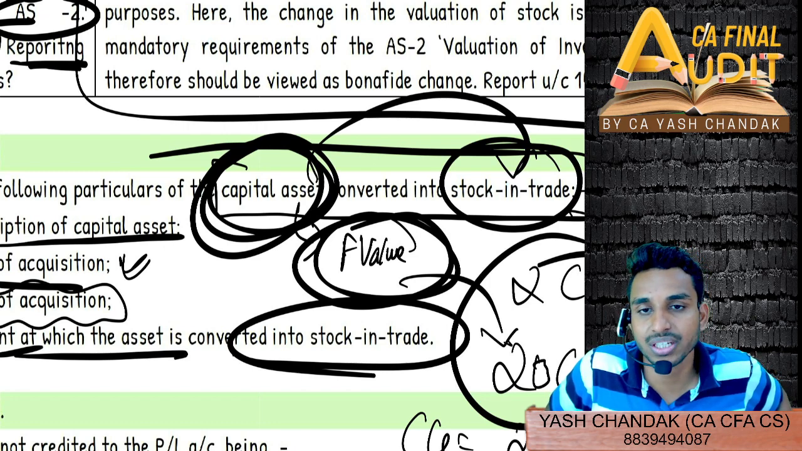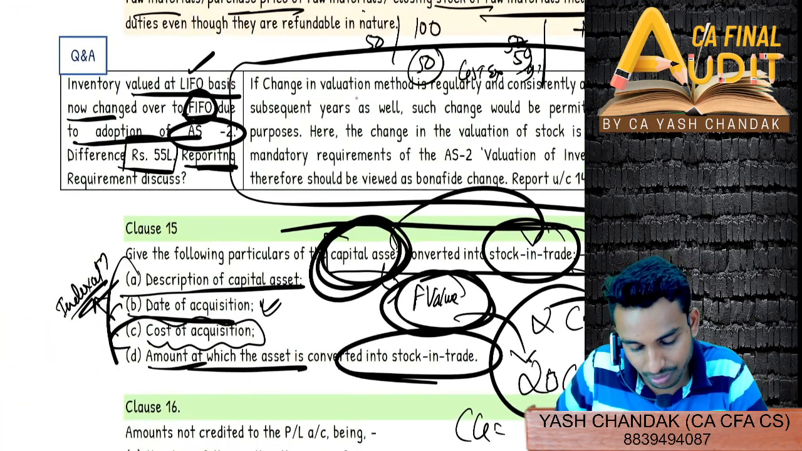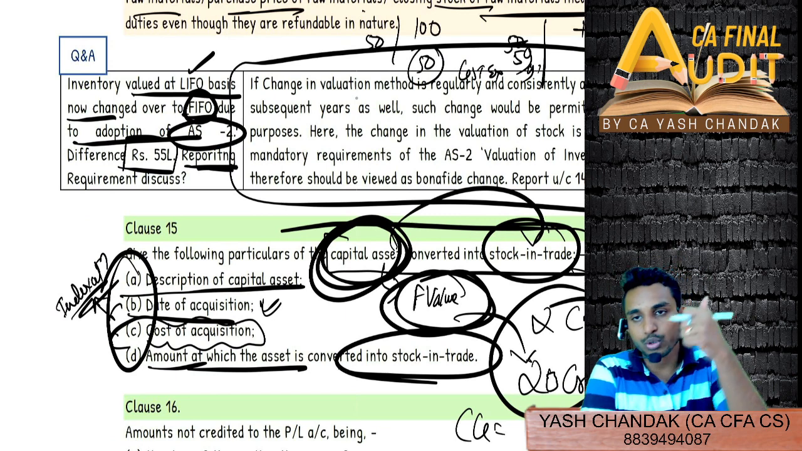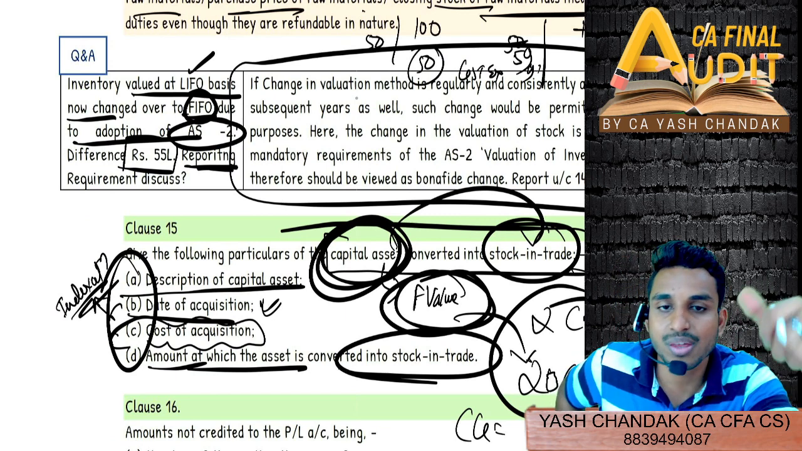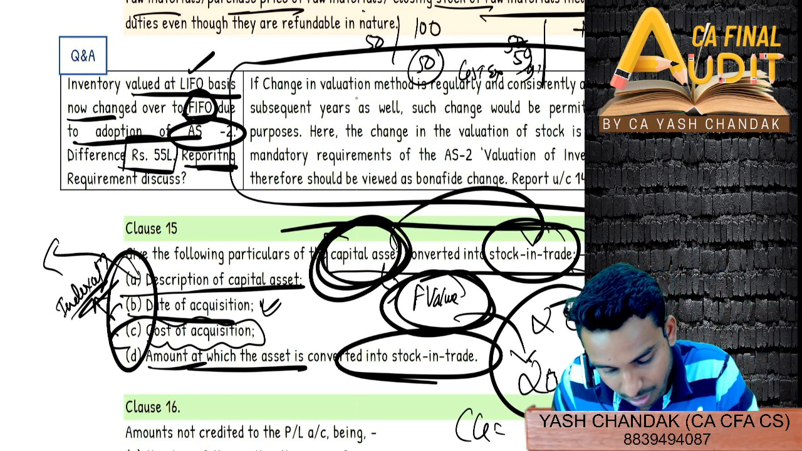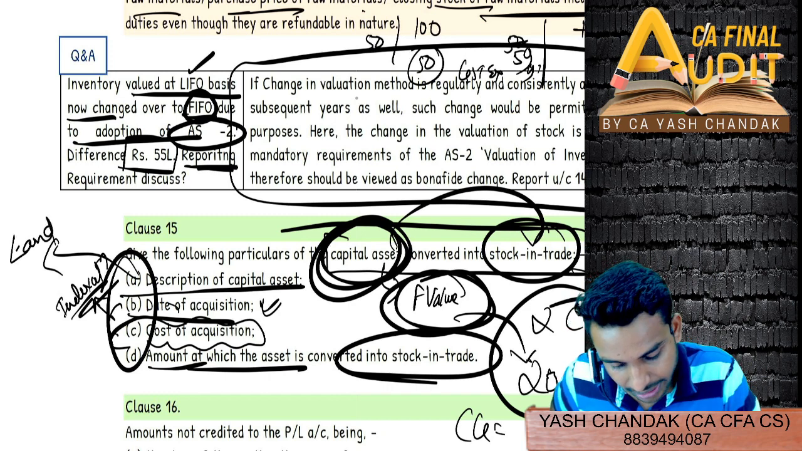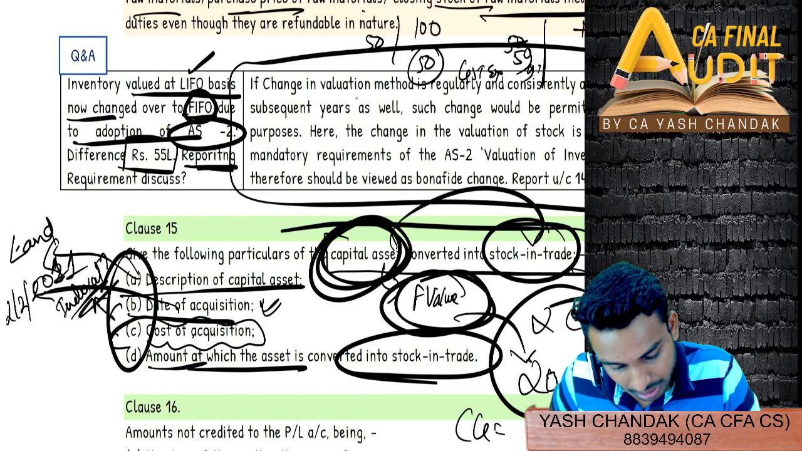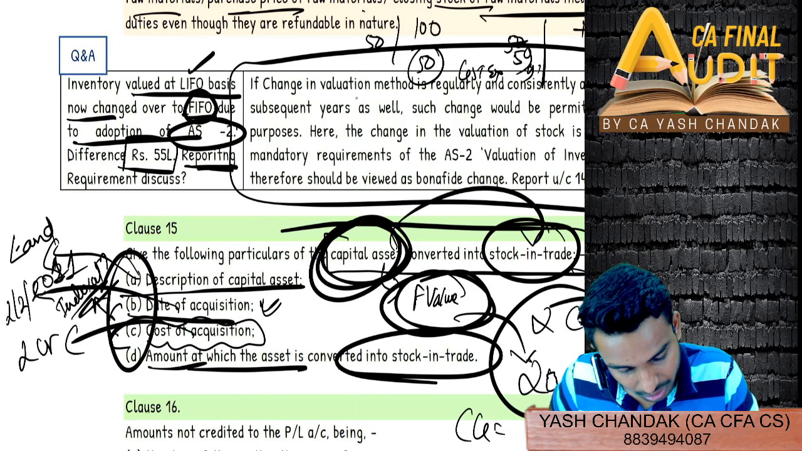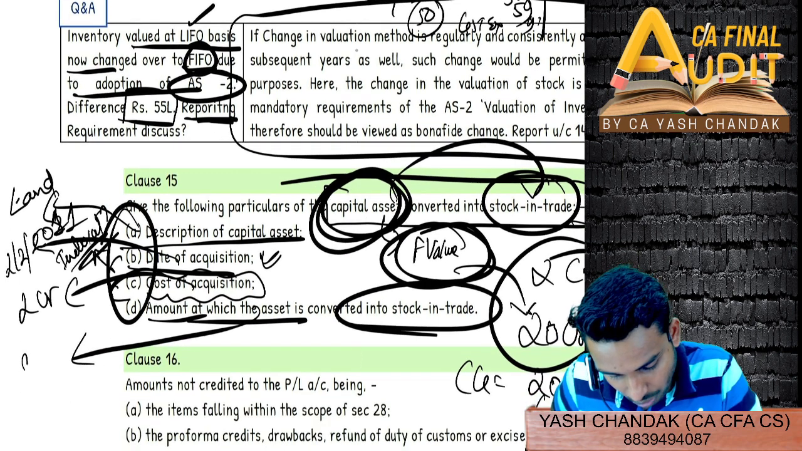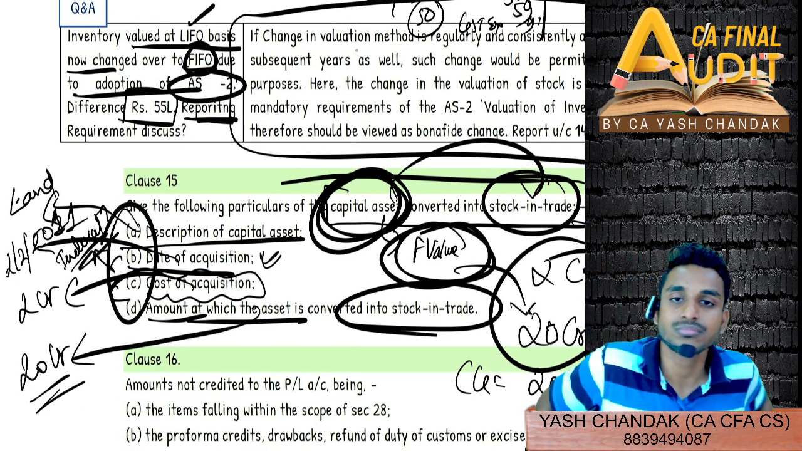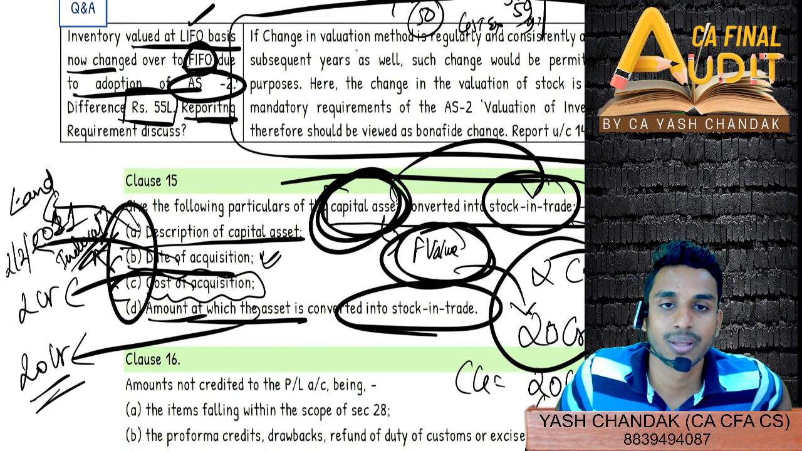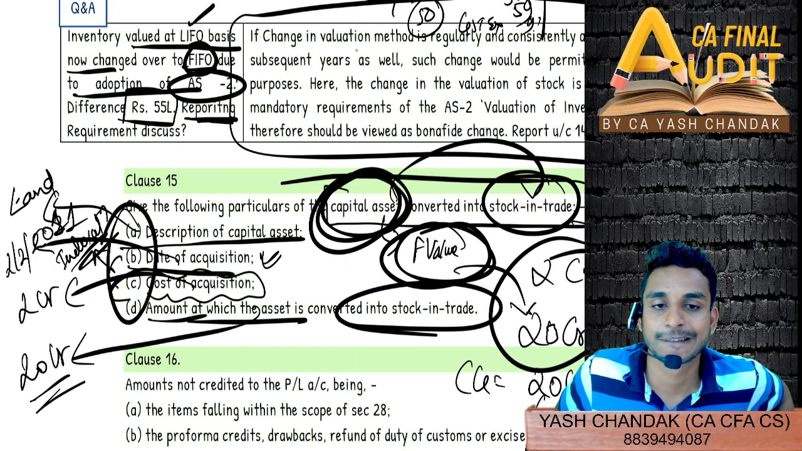Any doubt in clause 15? You have to learn these 4 points. What all we have to report? We have to report the capital asset description. Suppose land, I'll say here what description will be my land, date of acquisition 2nd Feb 2011. Then cost of acquisition was my 2 cr, amount at which asset is converted into stock in trade is 20 cr. So everything has to be reported under clause 15.